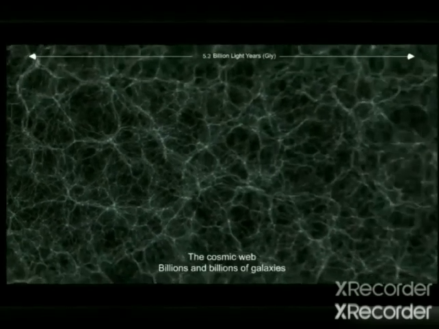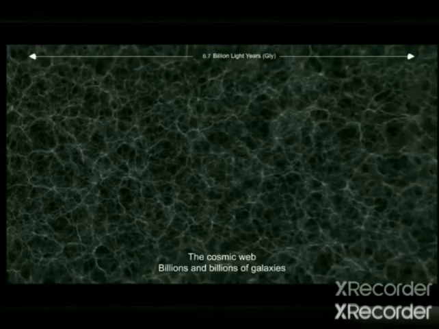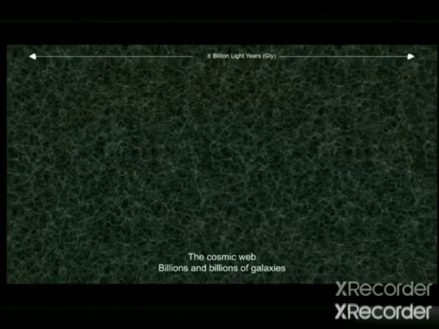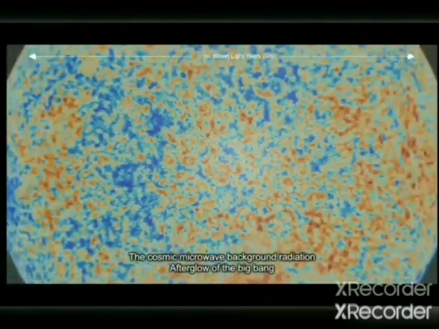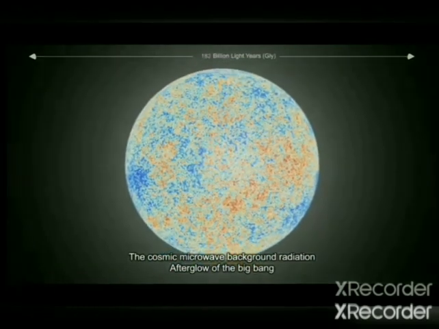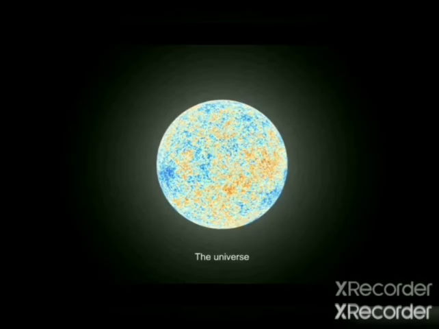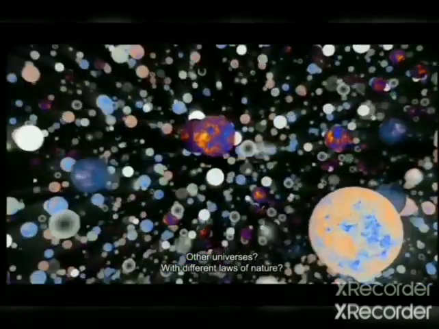Now, these galaxies over here are actually forming cosmic webs which contain billions and billions of galaxies inside them. Now, when we move further, this cluster of web is radiating a cosmic microwave radiation, and this thing over here is called the universe. Now, there are several universes, in billions and trillions in number, present around our own universe, and all these universes together are called the multiverse.